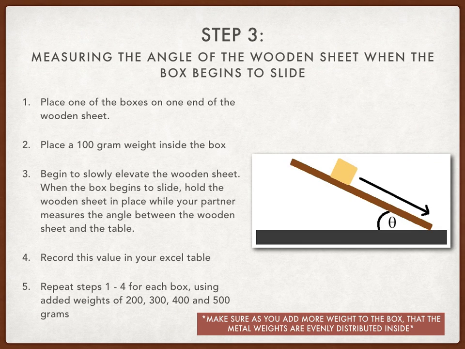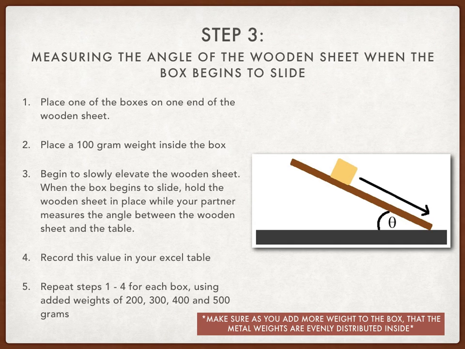So these are the steps for the activity. The first thing to do is place one of the boxes on one end of the wooden sheet. After which, place a 100-gram weight inside the box. Get one of your partners to begin to slowly elevate the wooden sheet.